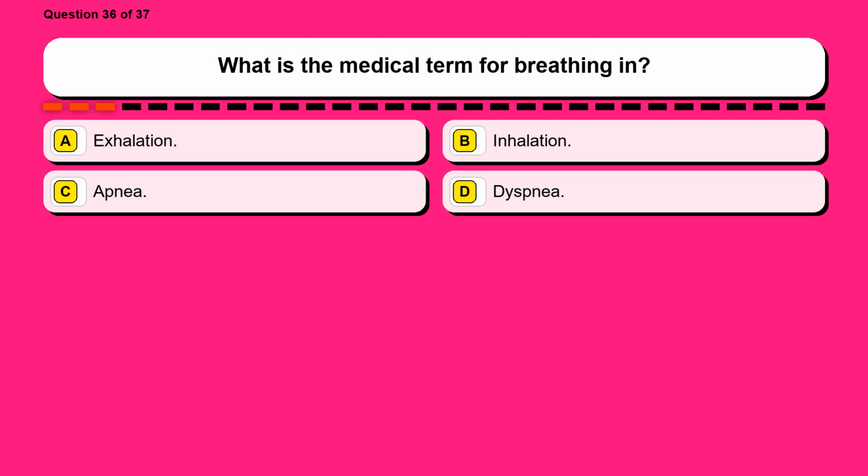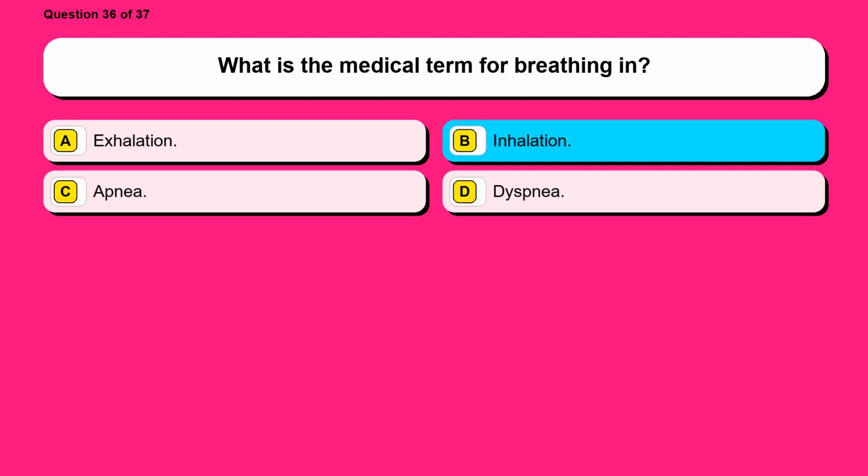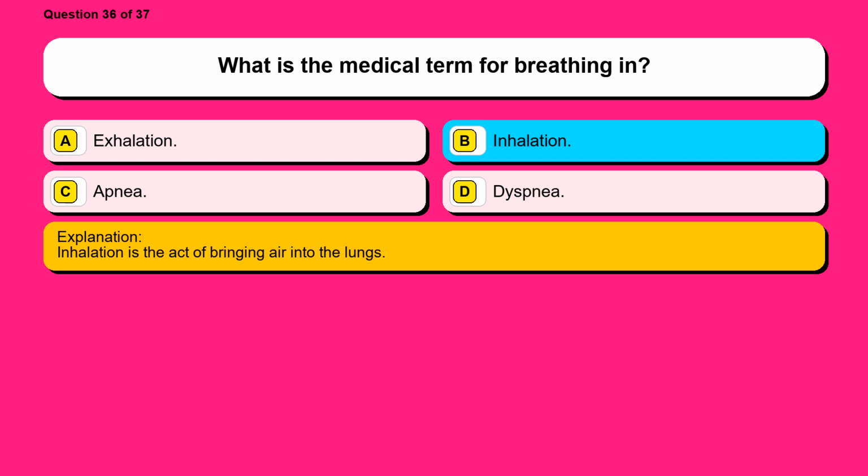Question 36. What is the medical term for breathing in? Option A. Exhalation. Option B. Inhalation. Option C. Apnea. Option D. Dyspnea. The correct answer is option B. Inhalation. Inhalation is the act of bringing air into the lungs.